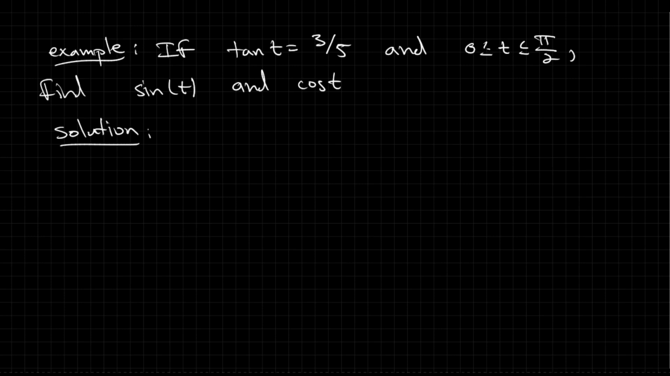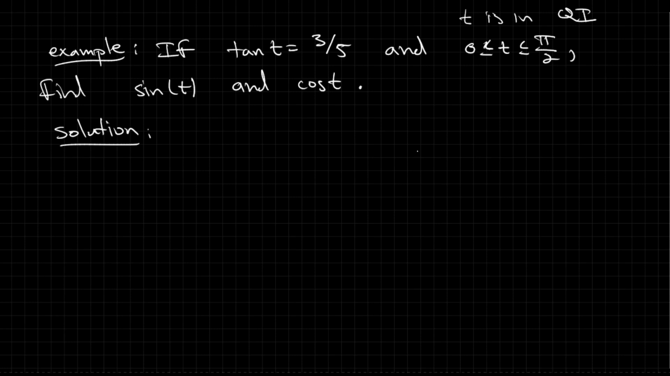And we also know that 0 is less than or equal to t is less than or equal to pi over 2. So in other words, t lies in the first quadrant. So you could replace this information here with t is in quadrant 1. Let's find sine of t and cosine of t.